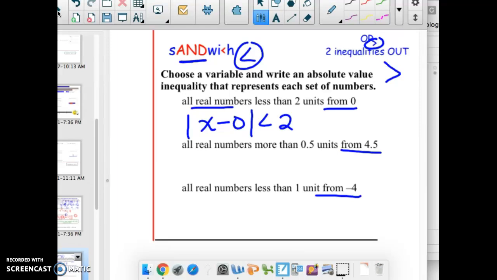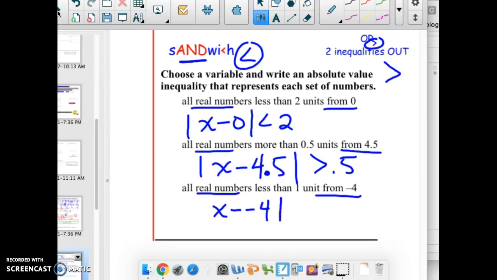This one says all real numbers x that are more than 0.5 units away from 4.5. So we say, and we always use minus right here in the middle, you guys, we always use minus. And it says more than, so I'm going to put a more than 0.5 units away. This one, all real numbers that are how many units away? Well, they're negative 4 units away. Ooh, guess what? And then less than 1 unit. So what happened to this minus? It turned into a plus.